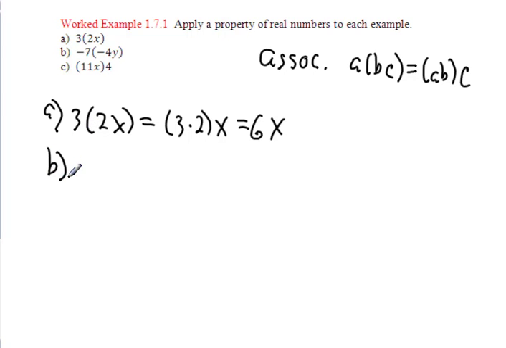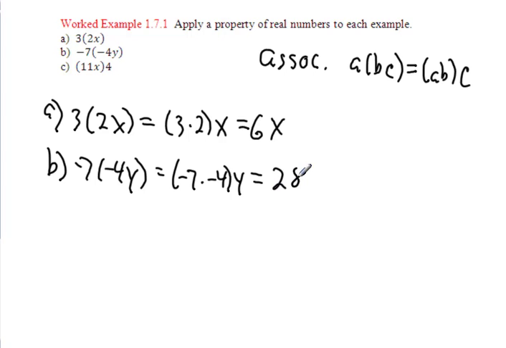Part B is another example of that. Negative 7 times negative 4y. Well, that can be done by just taking the negative 7 and the negative 4. Negative 7 times negative 4 first gives you negative times negative is positive. 7 times 4 is 28, and don't forget your y.